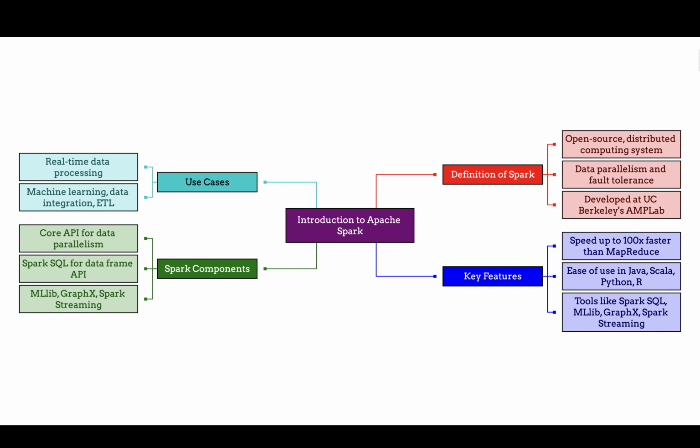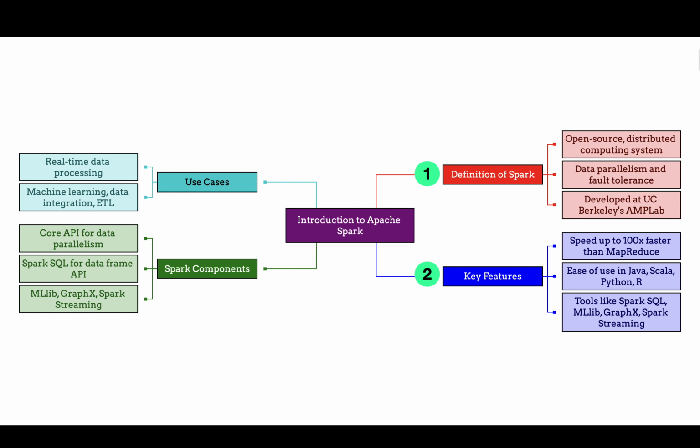Introduction to Apache Spark. 1. Definition of Spark. Apache Spark is an open-source, distributed computing system that offers an interface for programming entire clusters with implicit data parallelism and fault tolerance. Originally developed at UC Berkeley's AMPLab, it has become one of the key big data distributed processing frameworks.